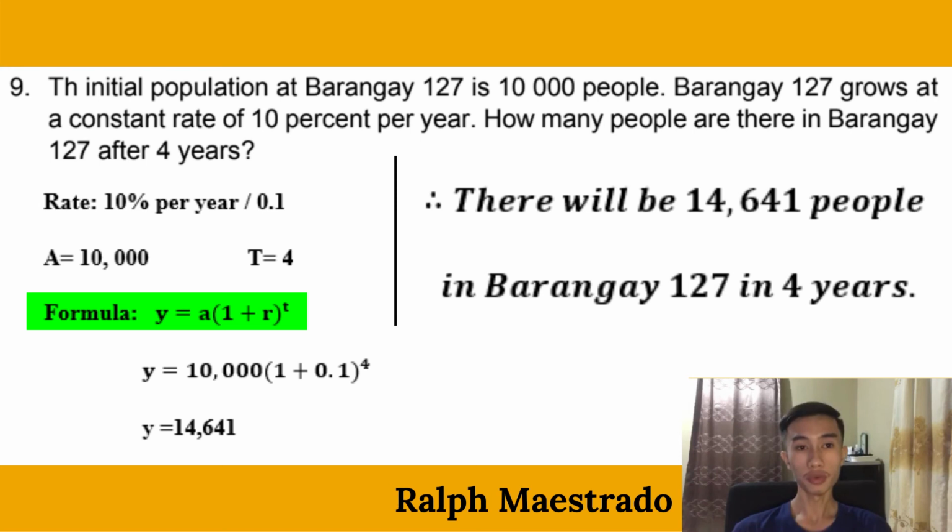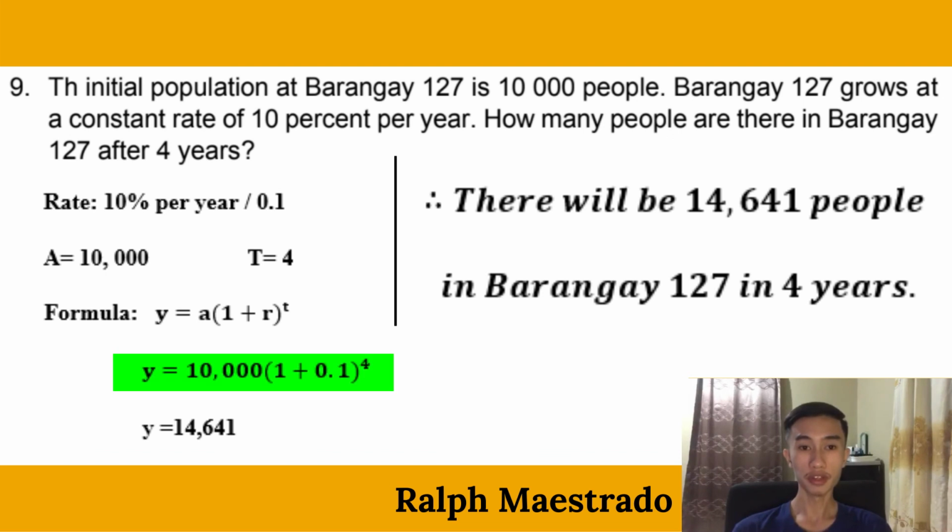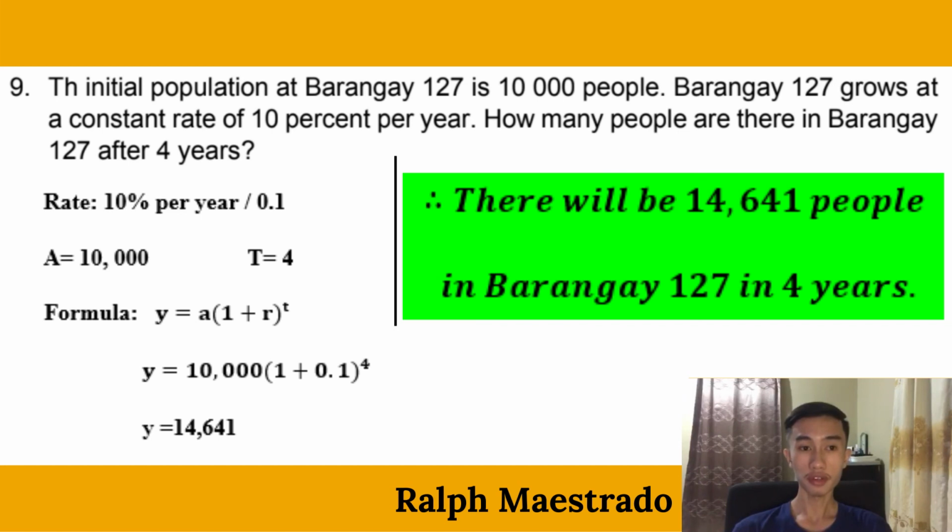Our formula is y is equals to A multiplied to the quantity of 1 plus r raised to t. We substituted our initial amount, rate, and time in years, so it will be 10,000 multiplied to the quantity of 1 plus 0.1 raised to the 4th power, and the answer is y is equals to 14,641. Therefore, there will be 14,641 people in Barangay 127 in 4 years.